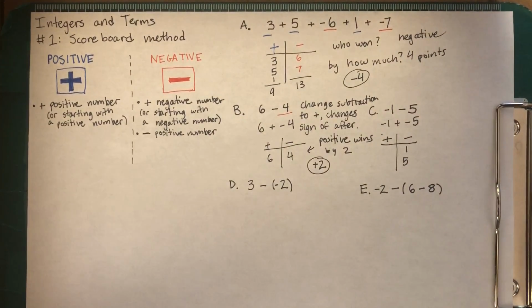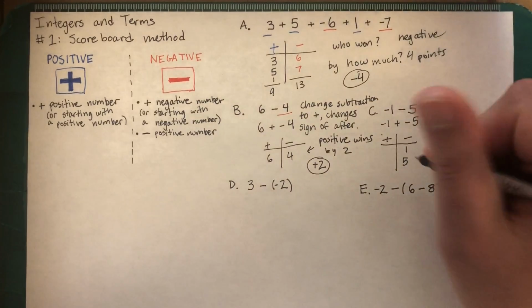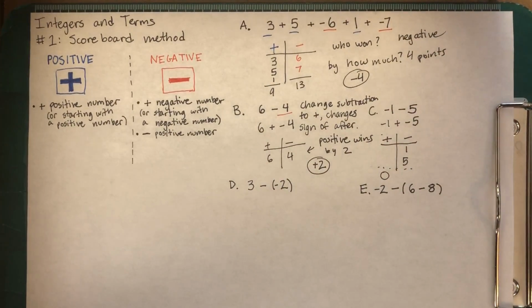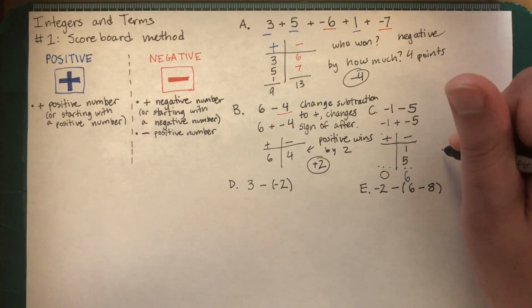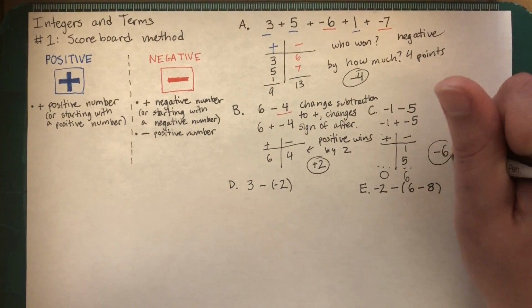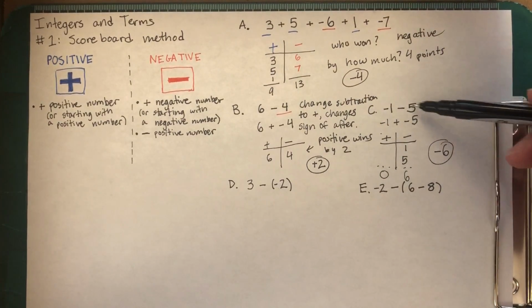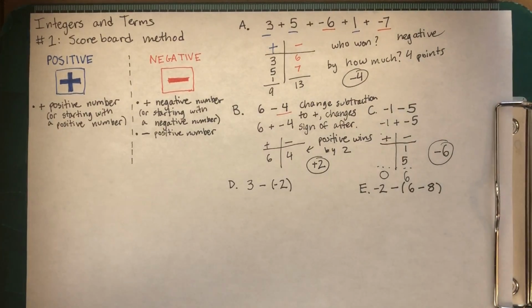So now, if I want to think about who won and by how much, well, the positive team didn't score any points, and the negative team scored a total of 6. So the answer is going to be -6. The negative team won by 6 points because both of these numbers contributed towards the negative side.